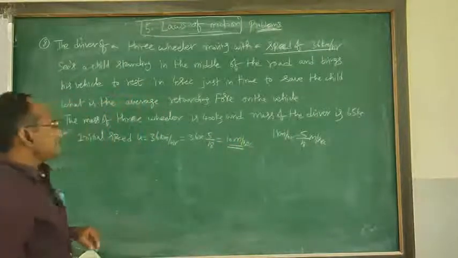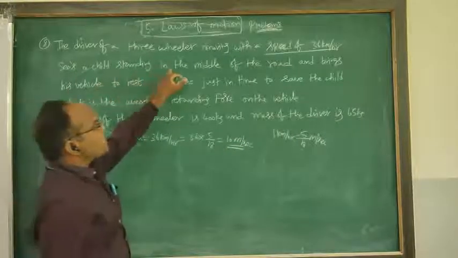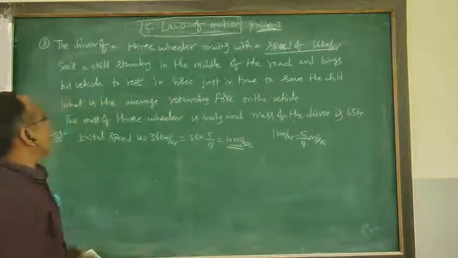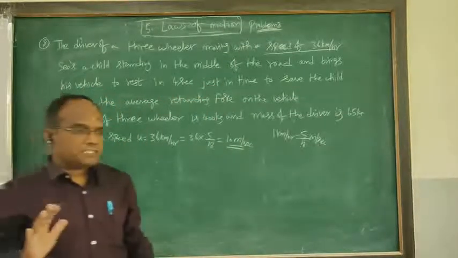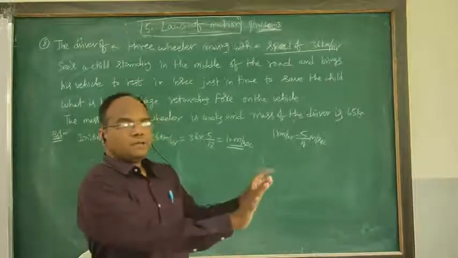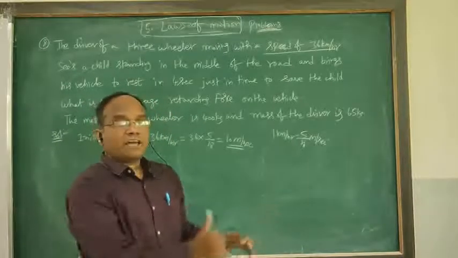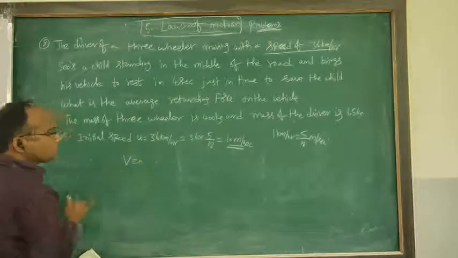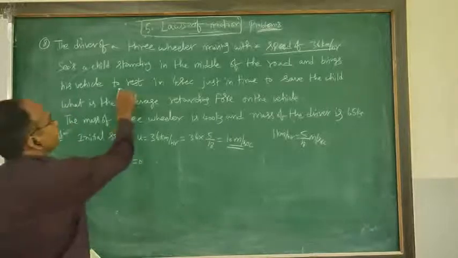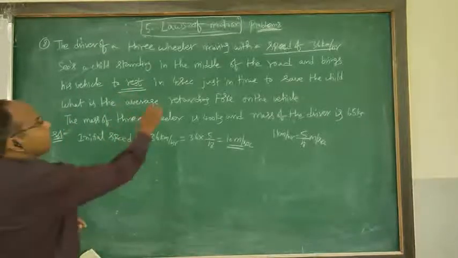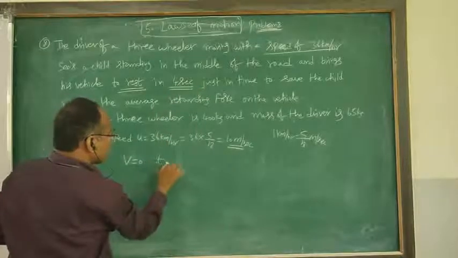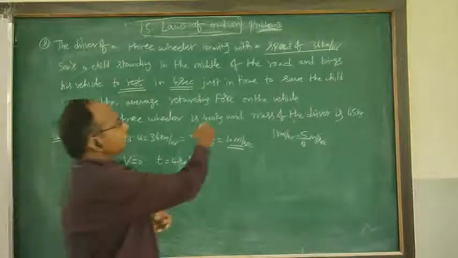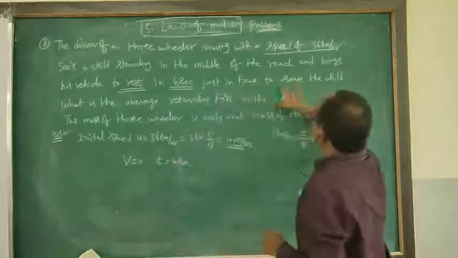10 meter per second. Next, he sees a chain standing in the middle of the road. So while driving, he sees a chain in the middle of the road and brings the vehicle to rest. He is moving very fast and keeps the vehicle at rest, because by seeing the chain. So the final speed is 0, because here it is a resting state. In 4 seconds, time t is equal to 4 seconds. Just in time to save the chain.